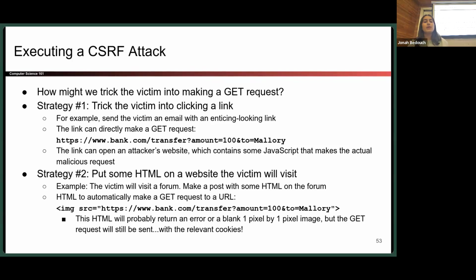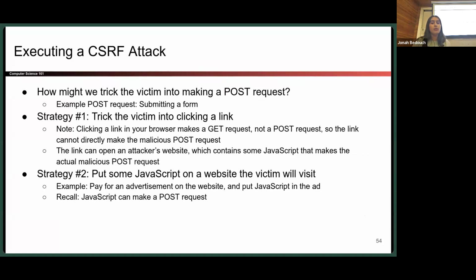So having the user visit a malicious website, and the second strategy of putting HTML on a website that the victim will visit, is a little bit more difficult. But maybe if you want to embed images in that website, you can use image tags and link a URL, in this case, that transfers $100 to Mallory. When the browser tries to load that image, it's going to do a GET request at this link, which is actually going to execute the transferring of money to Mallory, and that's what's going to run. So that is kind of what's going on here.